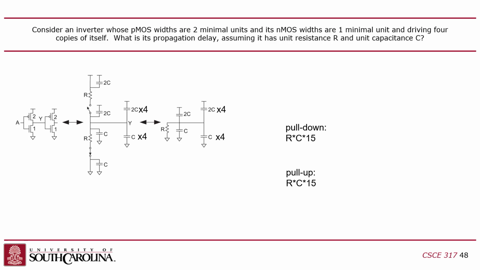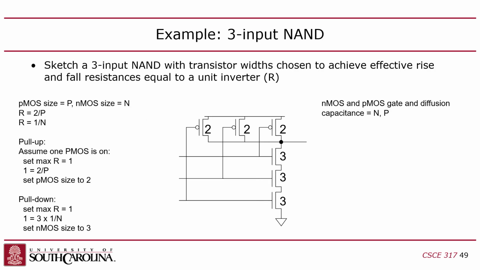Picoseconds, 10 picoseconds, something like that, FO4 delay. Yeah, something like that. Okay, so that was an inverter. Things get a little bit more complicated when you start considering more complex gates. So what if we look at a NAND?